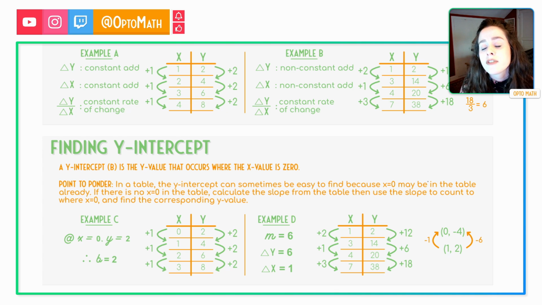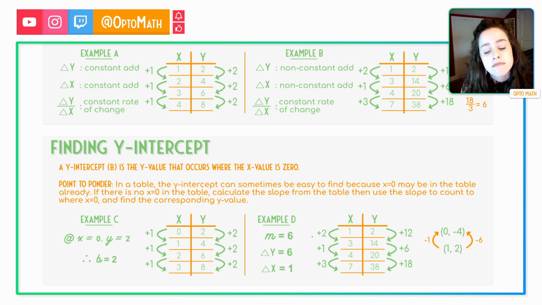However, if your x value of 0 is not already in the table, you need to find the slope and apply it, meaning using the slope to backtrack to find where x is 0, and then you can get that y value. So let's look at example C, where x equals 0 is already in the table. So we see in our table, x is 0 and y is 2. So at x equals 0, y is 2, therefore telling us that b, or the y-intercept, is 2.